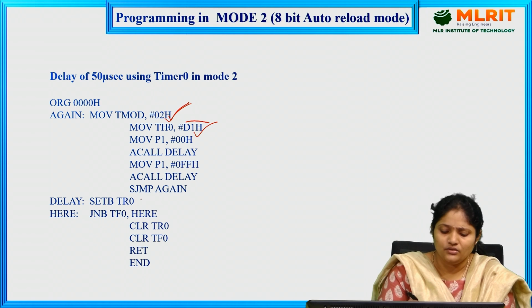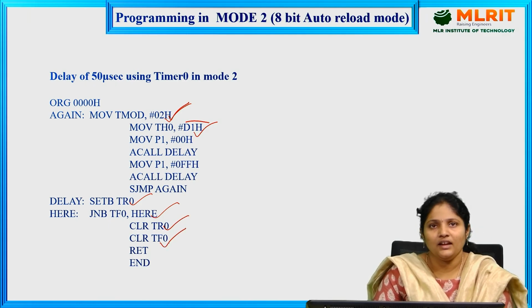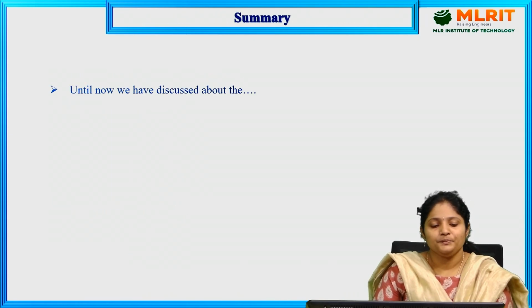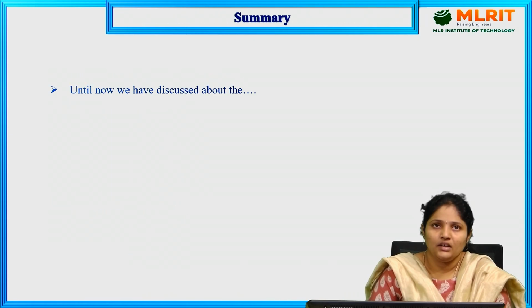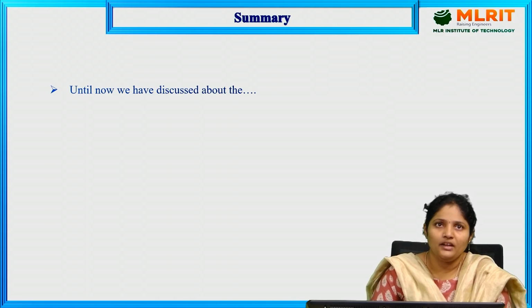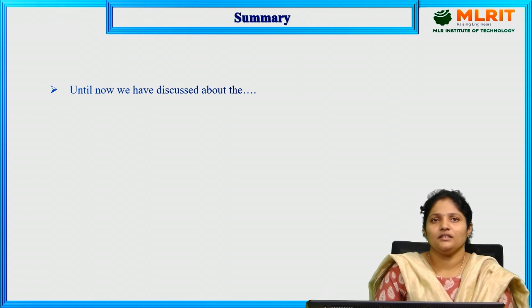Now we need to start the timer. We need to check for the overflow flag. If the overflow flag is set, then we need to stop the timer and clear the flag. This procedure will be repeated unless we disturb the controller, right? Until now, I have discussed how to write programs and what steps we need to follow to write programs for the timers and counters unit of the 8051 in mode 0, mode 1 and mode 2. Right? Yes. Thank you.